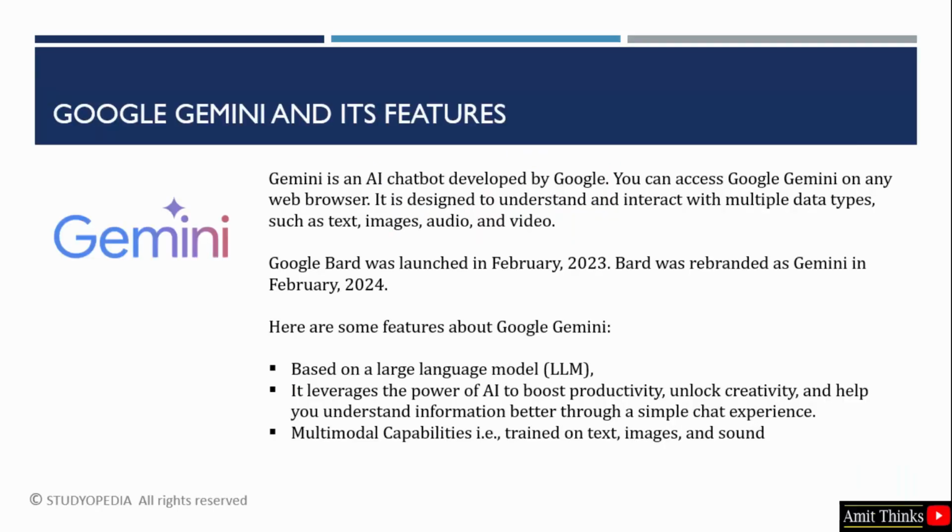You must have heard about ChatGPT and Copilot. So Google also came up with an AI chatbot called Gemini. It is basically designed to understand, interact and work on multiple data types like not only text and images but also audio and video. Initially, Google Bard came in February 2023. Then it was rebranded as Gemini in February 2024.